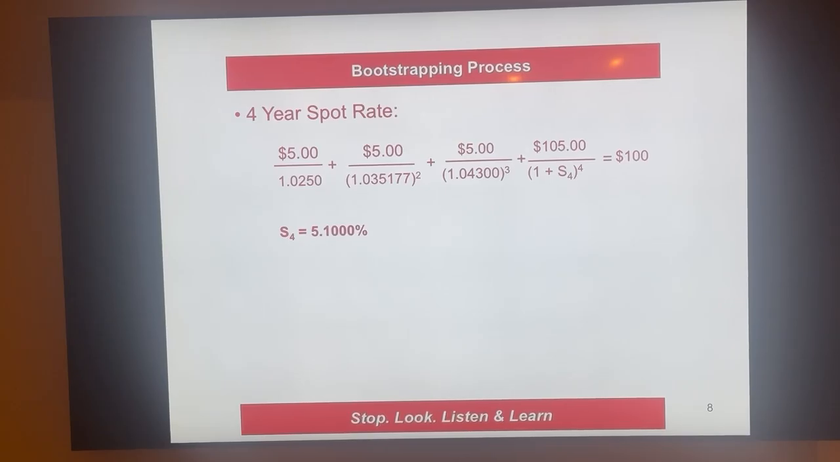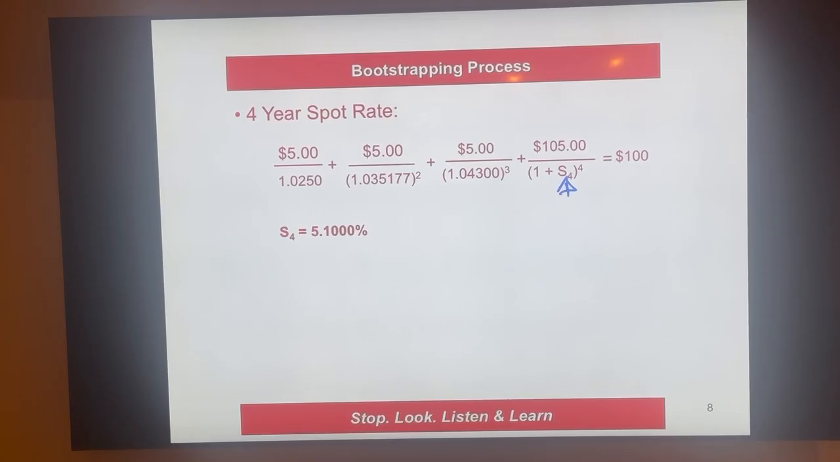And again, don't forget to raise that to the 3rd power, because that cash flow comes 3 years into the future. And then finally, at the end of year 4, we're going to get a cash flow of $105, which would be the sum of the $5 coupon and the $100 face value. And what we want to do now is determine what the 4-year spot rate must be in order for this 4-year bond to sell at par, or $100.